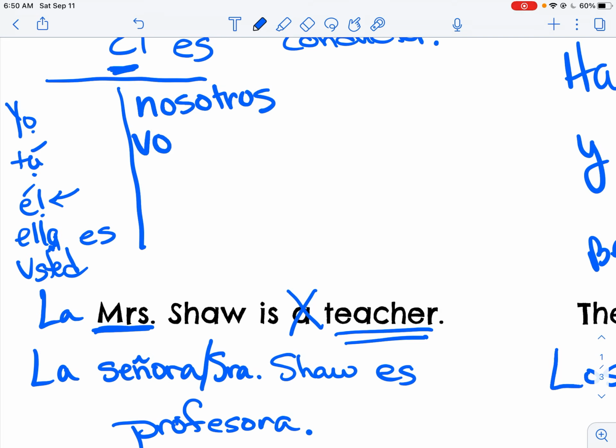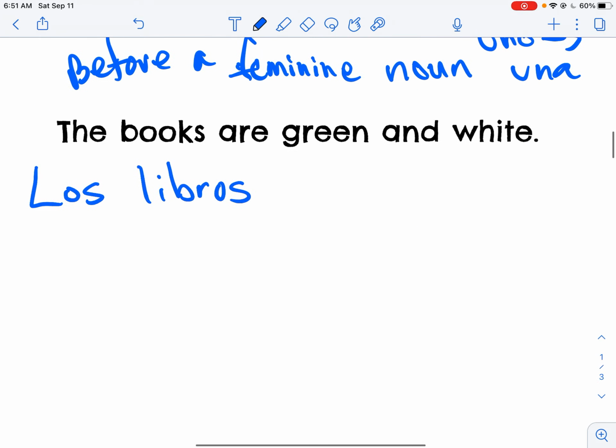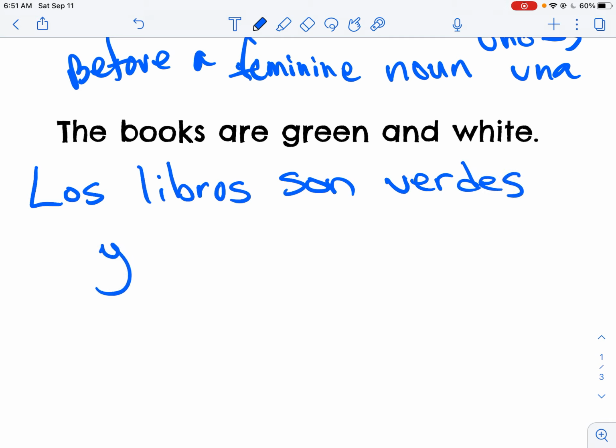Well, los libros isn't we. Vosotros. Well, that's not you. Ellos. Well, that's a they. Well, guess what? Los libros is a they. If I was going to use a pronoun, instead of saying the books, I would say they. So this right here is the they. And what goes with it? Son. And because there's more than one book, I know we didn't talk about this, this is another chapter, but telling you now that you have to make the adjectives plural also.